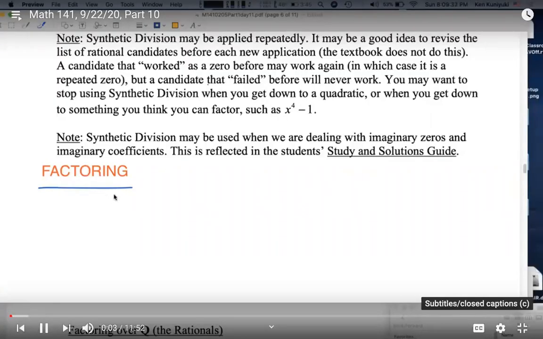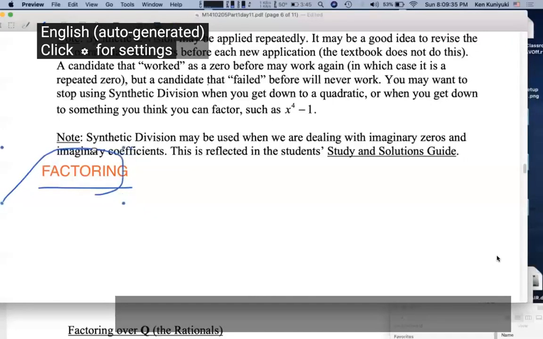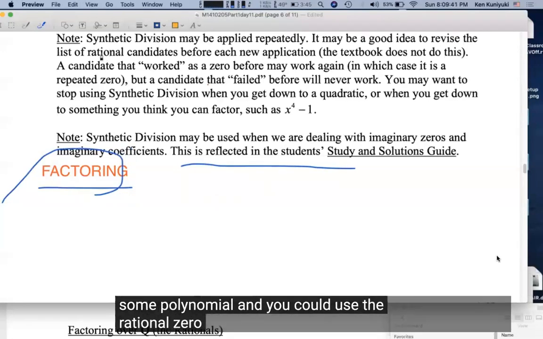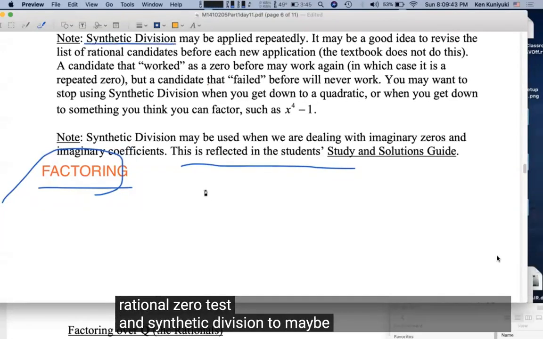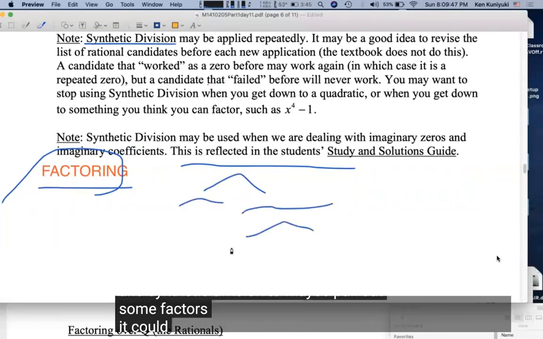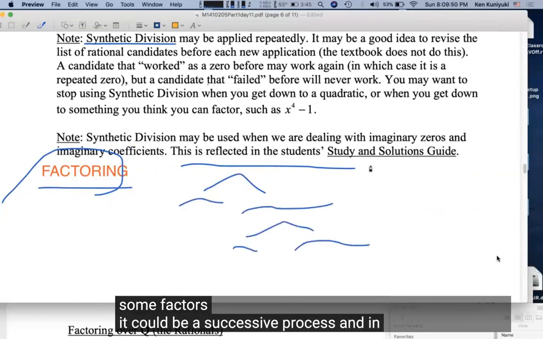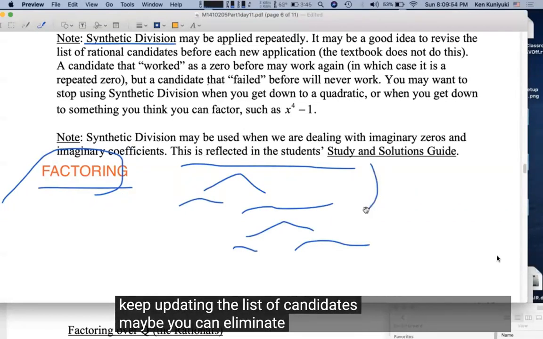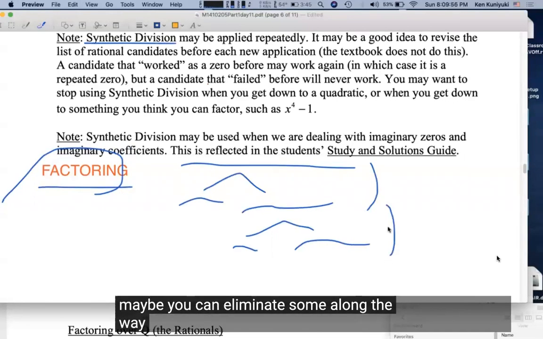Hi, everyone. Let's talk factoring. So let's say that you're told to factor some polynomial. And you could use the rational zero test and synthetic division to maybe pull out some factors. It could be a successive process. And in fact, in the rational zero test, you can keep updating the list of candidates. Maybe you can eliminate some along the way.